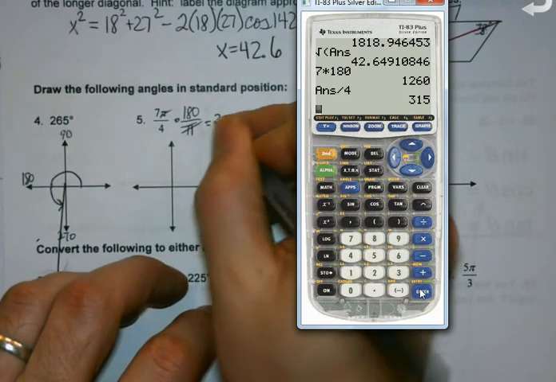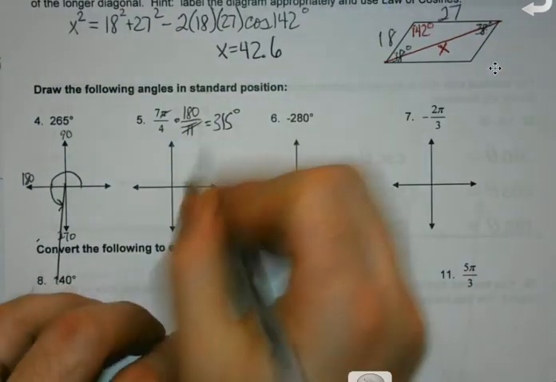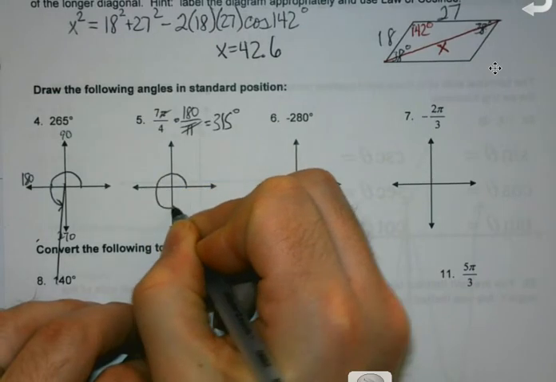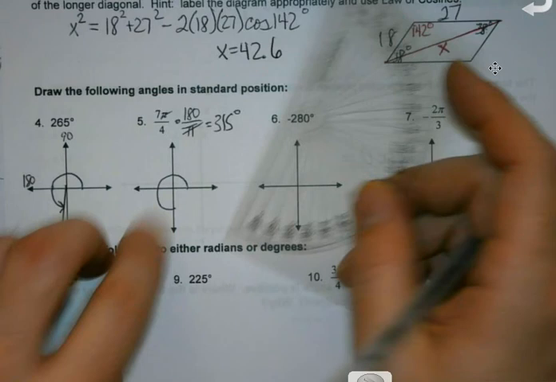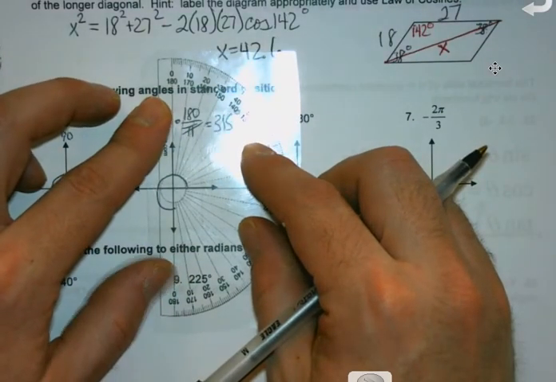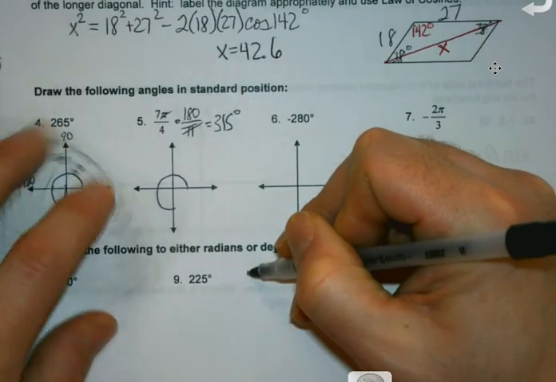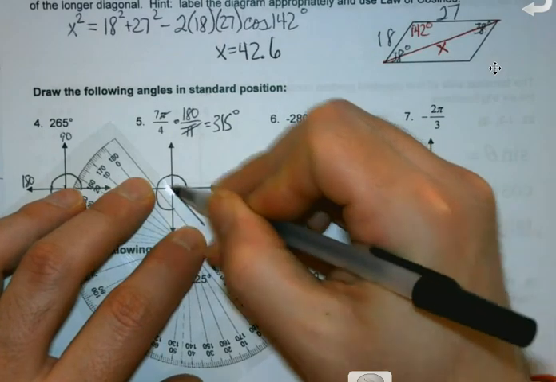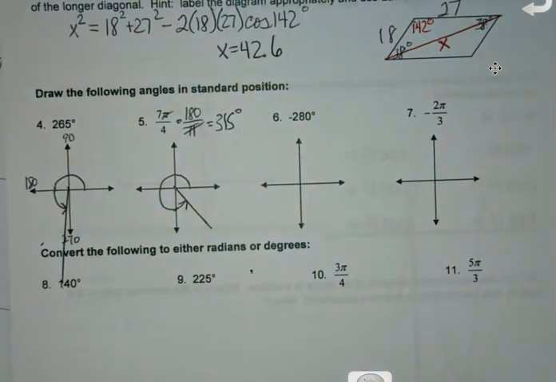Okay, so we're looking at 315 degrees. So we're going counterclockwise again because we're positive. So 90, 180, 270. I need another 45, and since the y-axis is the last one I was working with, I'll get my extra 45 from there, and I'm ready to go.